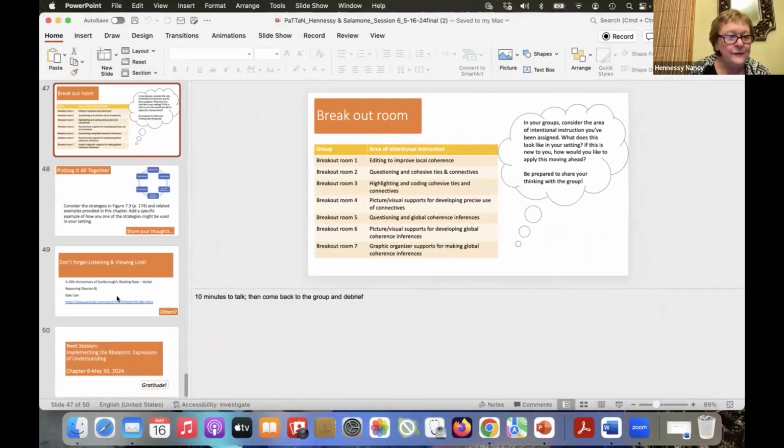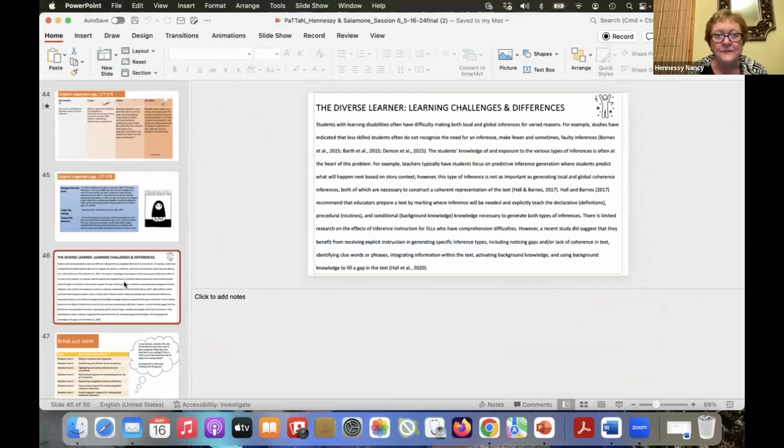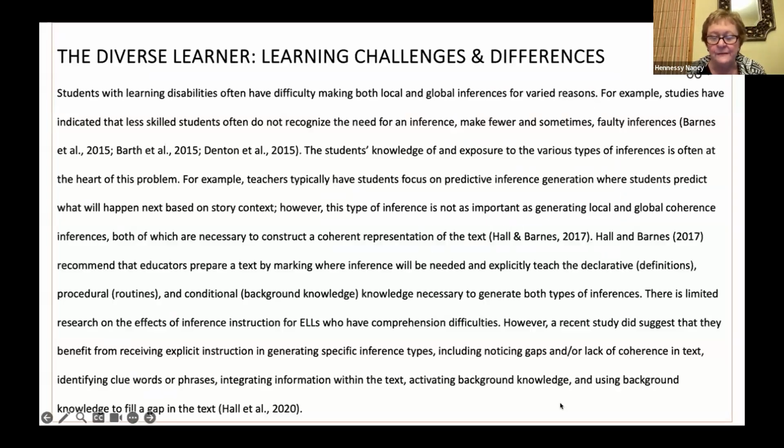And one of the things that I think we did want to go back to, and so many of you are talking about, is differentiating and thinking through how one goes about doing that for students who, for varied reasons, have varied challenges. So this is the tips for success that's included in the chapter, and we're just going to give you a moment to read it to yourself.